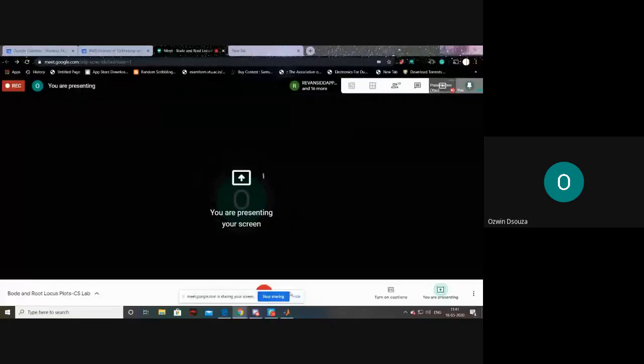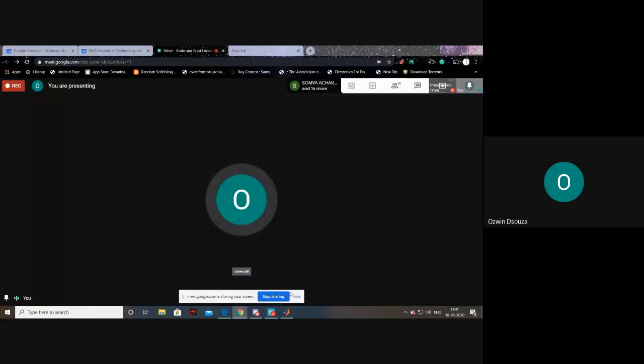Today I'm going to take this simulation of Bode and root locus plots. This is part of the control systems lab activity. In your control systems lab, you have two separate experiments. One is the Bode plot, and the second one is the root locus plot. Bode plot is frequency domain analysis, and root locus is time domain analysis. Both these plots basically talk about system stability. So you can check the system stability in the frequency domain, or you can check it in the time domain.